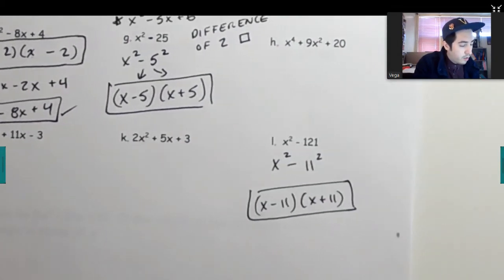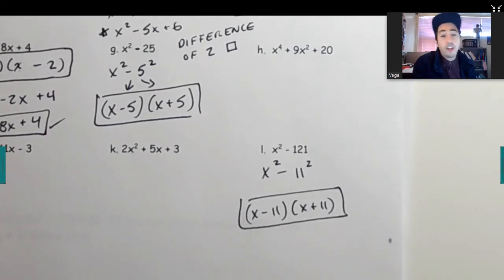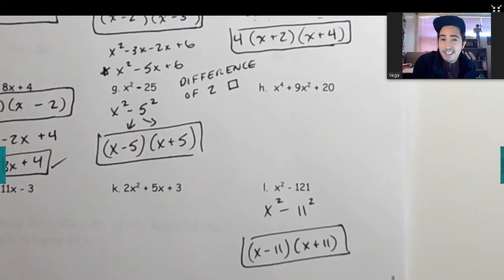I'll do a couple more. One other special case to see. So now look at h. Is h different than the ones we've done so far? Obviously, yes, it is different because x to the fourth power plus 9x squared plus 20. So here's how you do h.